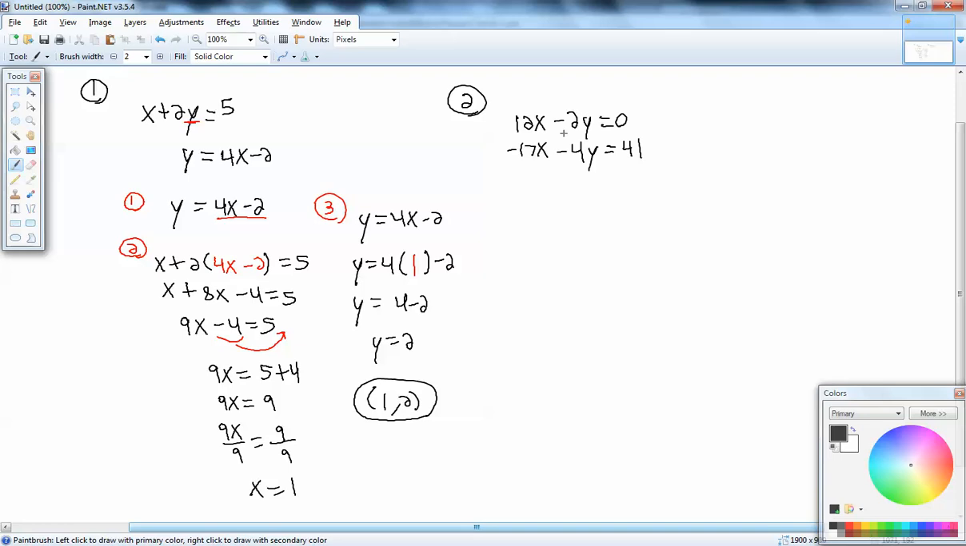Well, if you look at this and you try to think, okay, how do I get a positive 4y here? You think, what do you multiply it by? Well, I'm going to multiply the first equation by negative 2. Now, we focus strictly on this, but then we have to multiply everything by the negative 2. Negative 2 times 12x gives us negative 24x. Negative 2 times negative 2y gives us a positive 4y. And negative 2 times 0 is 0. And then the second equation just carries down.